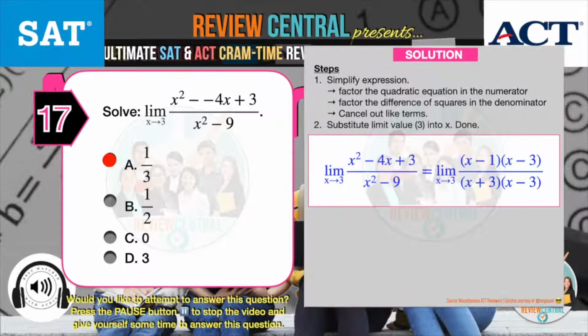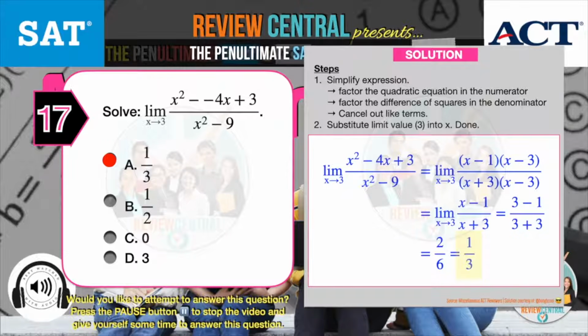The first step is always to simplify the given expression. The numerator is a quadratic equation. We factor it into x minus 1 and x minus 3. The denominator is a difference of squares expression. Recall that the difference of two squares can be expressed as the product of the sum and difference of their bases. That is, x plus 3 times x minus 3. Simplifying, we should quickly get our answer, which is 1/3.